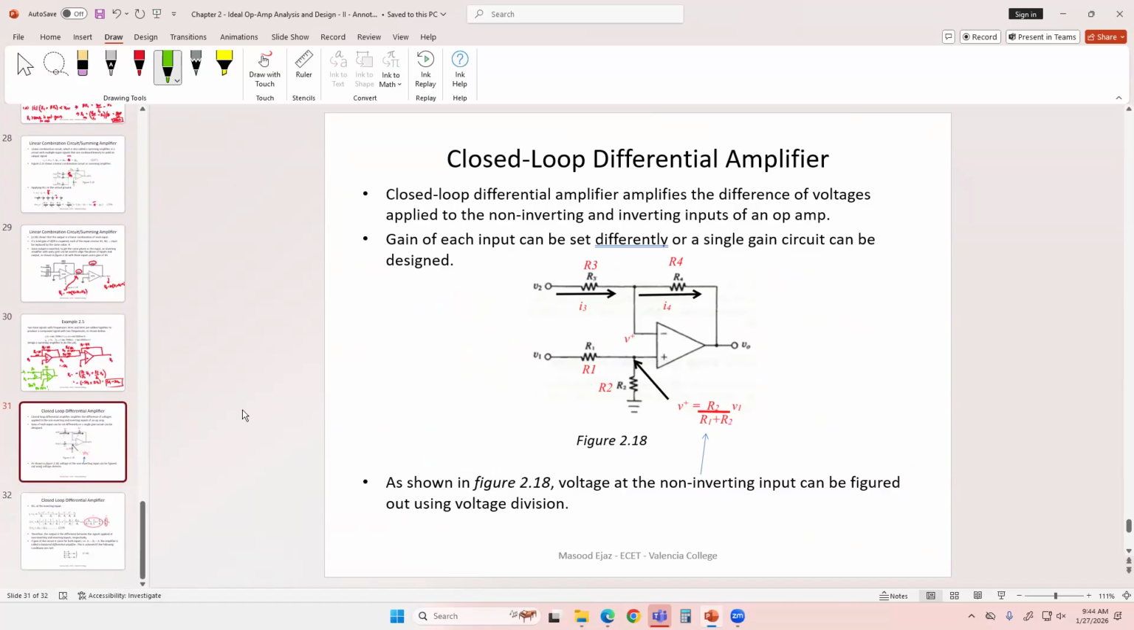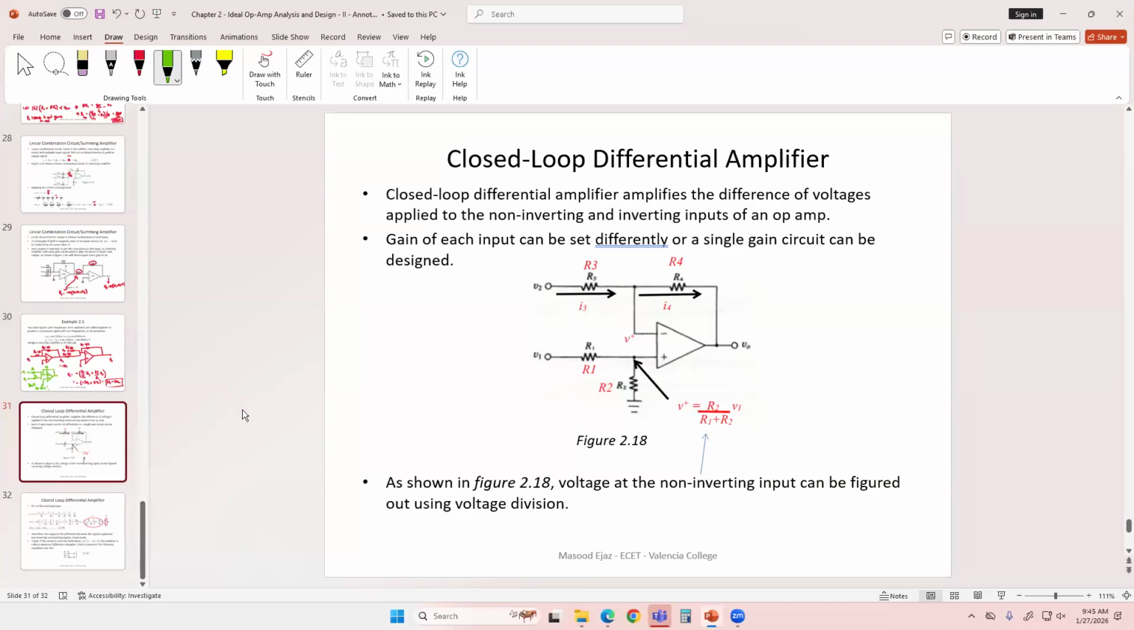Now remember, the operational amplifier itself is a differential amplifier, right? It takes the difference of the input voltages between the non-inverting input and inverting input, multiplies that by gain A, and produces the output. But we do not use the circuit in the open loop configuration because A is extremely large and any small voltage at the input is going to push the output into saturation. So we use the circuit in the closed loop configuration so that we can set our own gain.